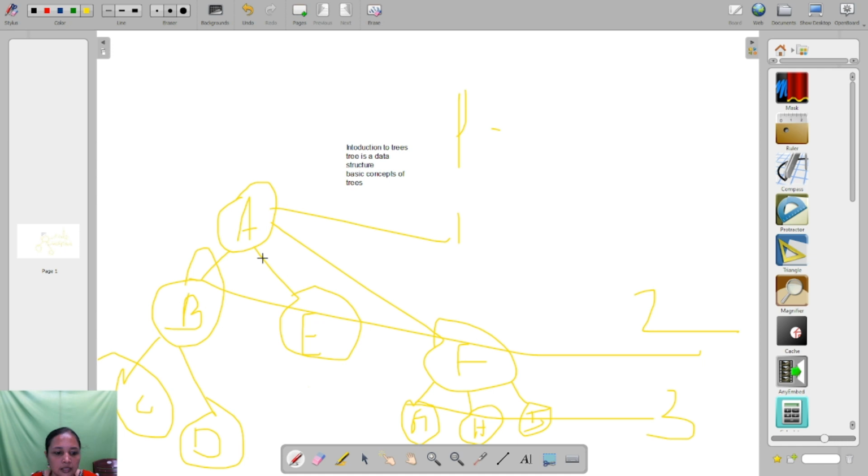Which one is the parent node? A. Then B has the children C and D, so B is also a parent node. The next, F has the children G, H, I, so F is also a parent node. So A, B, F are parent nodes.